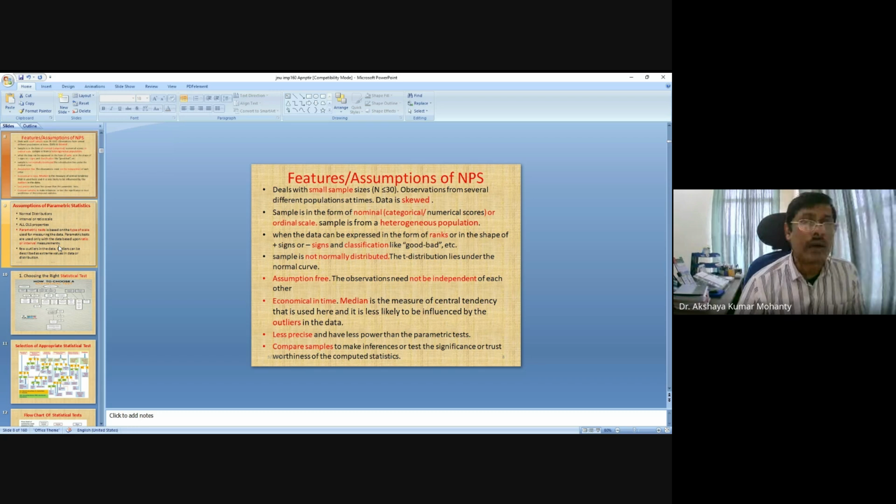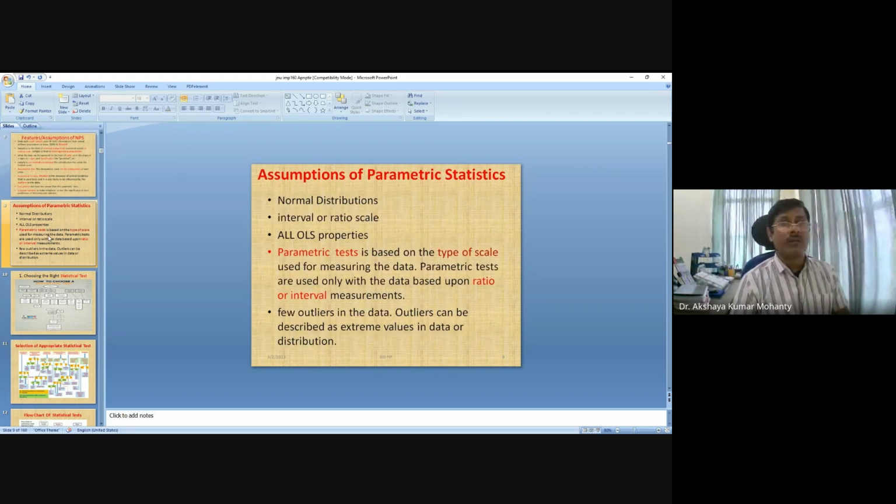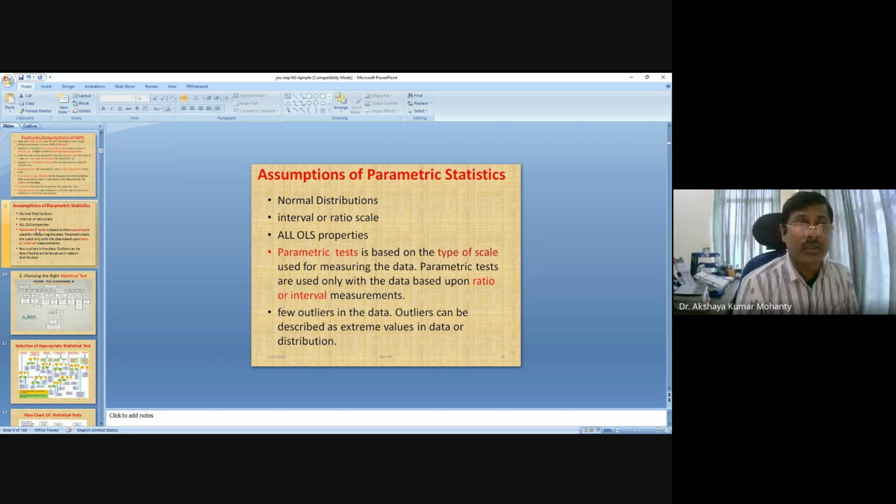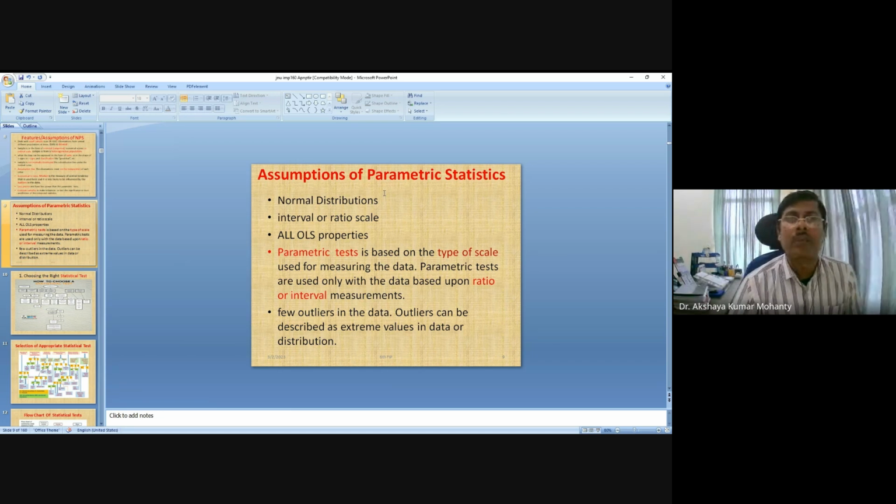So now, after knowing the features and assumptions of the non-parametric test, the next thing is how we will judge the assumptions of the parametric test. That means the reverse of the non-parametric test. So the first condition is that the distribution is normal, and there are some assumptions, and here we can find interval or ratio scales. So that is the important one.